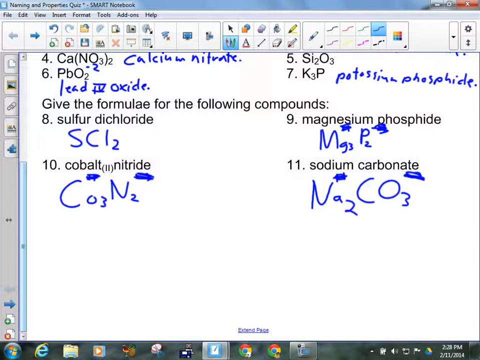Alright, the whole thing is out of 11, so give them a mark out of 11. Write it at the top of the page. And then give it back to them, and then I want them in the box, period 4 box, right here, please.